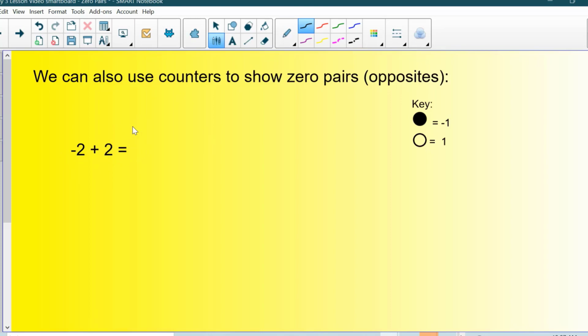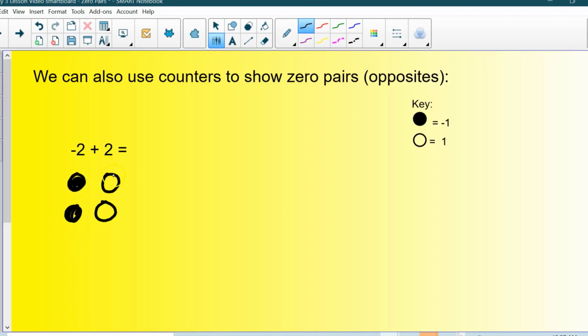And this is what you'll need to draw. So we have 2 negatives. And then we're going to combine that, add that, putting that together with 2 positives. And so this is a way for you to see it visually with the counters.